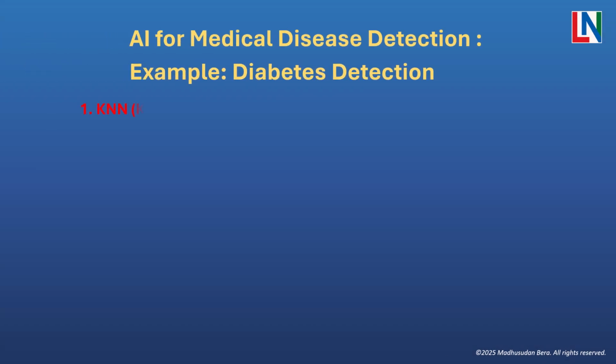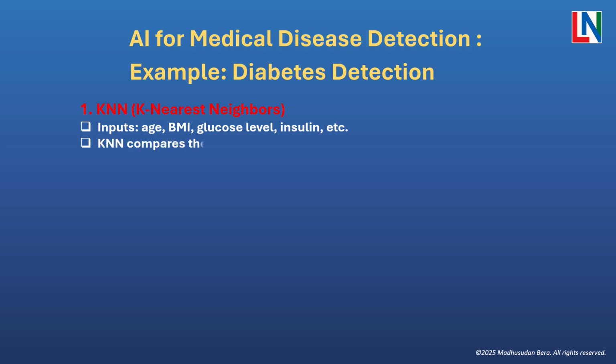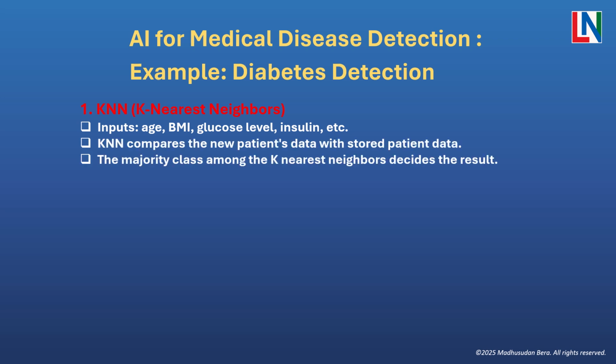AI for medical disease detection. For example, diabetes detection. We already know the K nearest neighbor algorithm. Here we use this algorithm to detect diabetes.